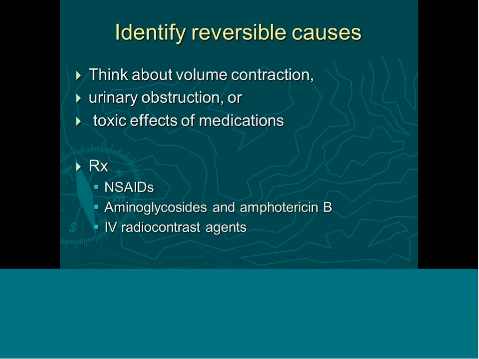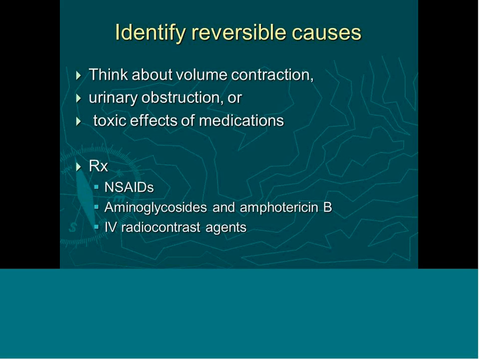Now that the patient has chronic kidney disease, you calculate the GFR by one of the equations that I mentioned earlier. MDRD is the most commonly used nowadays. A lot of laboratories calculate the GFR by MDRD and give it to you, so you don't have to do the work. Once you classify what stage it is, the next step is to identify the reversible causes.